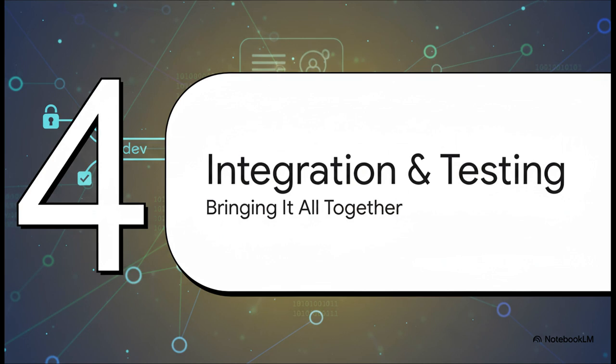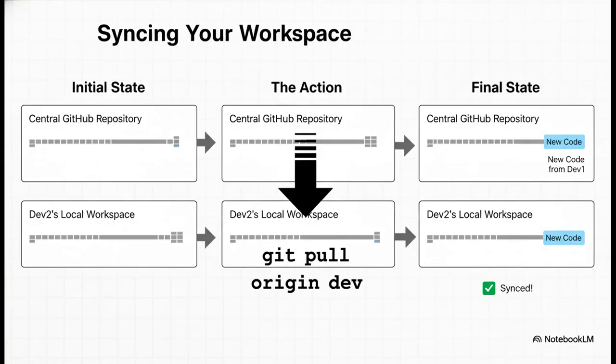So, Section 4, Integration and Testing. Once that PR is approved, the manager clicks Merge, and Dev 1's feature is now officially in the dev branch. That's awesome. But now comes the next big challenge, making sure all these different features built by different people can actually work together without breaking. Okay, this is a super important habit for any developer on a team. Before Dev 2 even starts their own work, what's the first thing they should do? Git pull origin dev. This command pulls down all the latest changes, including Dev 1's newly merged feature, from GitHub. Doing this constantly keeps everyone's local project in sync and helps avoid nasty surprises later.